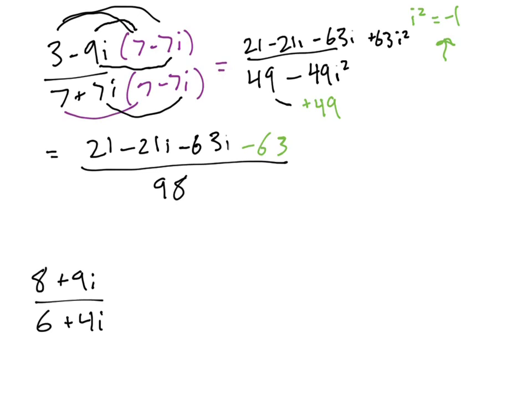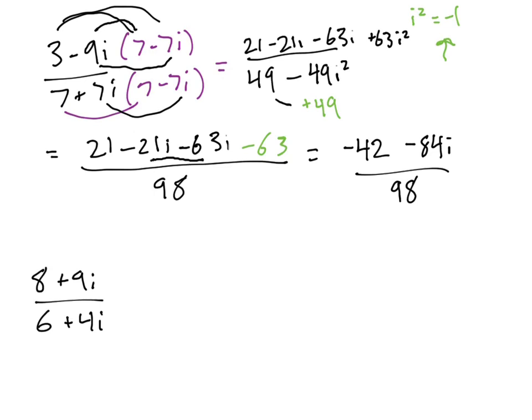So let's see if we can clean this up a bit and possibly simplify this fraction. 21 minus 63 in our numerator gives us, let's see, that would be negative 42. Negative 21i minus 63i gives us negative 84i all over 98.